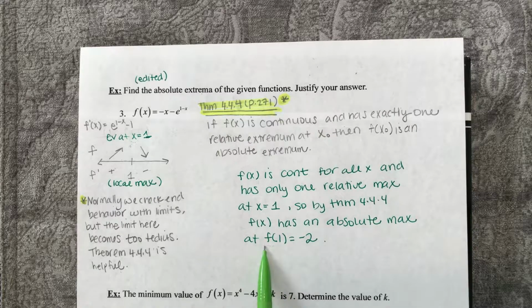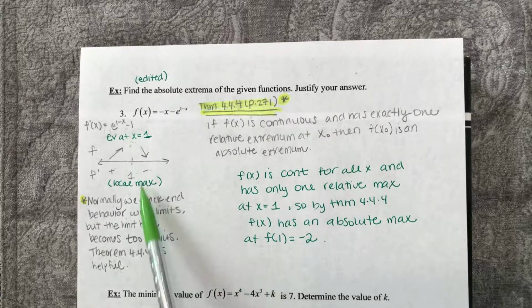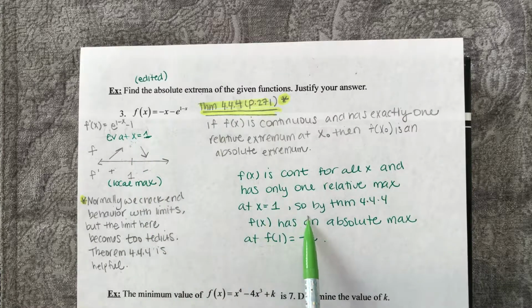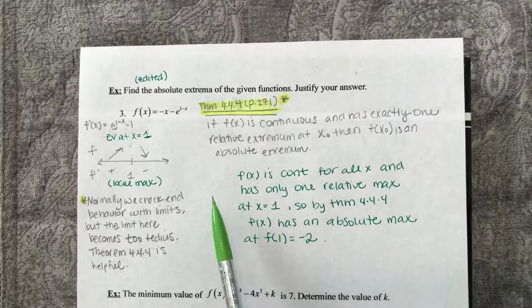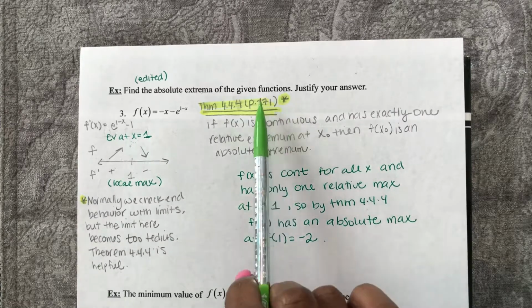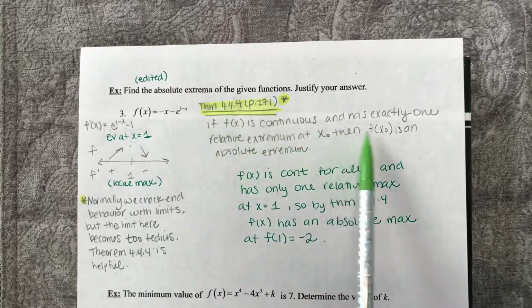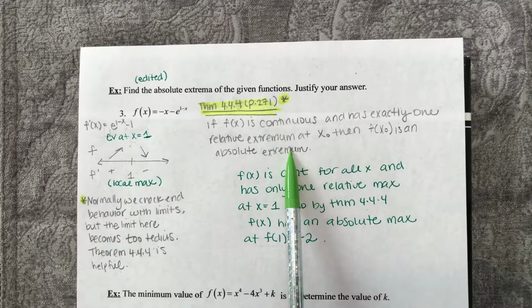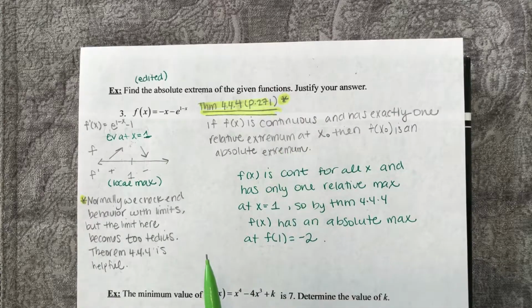So since f of x is continuous for all x and only has one relative max at x equals 1, by theorem 4.4.4, f of x has an absolute max at f of 1, which is negative 2. You don't necessarily have to remember the theorem number, but more the idea that if a continuous function has only one relative extrema, then that has to be the absolute extrema. So we'll practice this more in class.